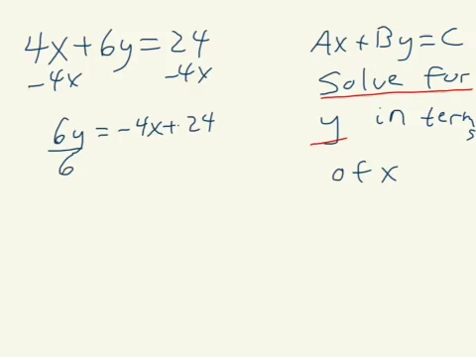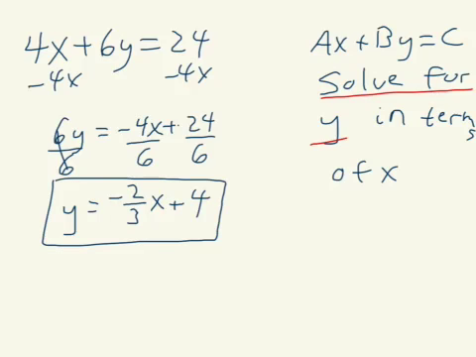And you might think 24 would be nice to divide by 6, but 4 wouldn't be very nice. But you don't really have the choice. You have to divide everyone by 6. So this becomes just y. This reduces to negative 2/3 x. And this becomes 4. So that would be your answer. That is y in terms of x.